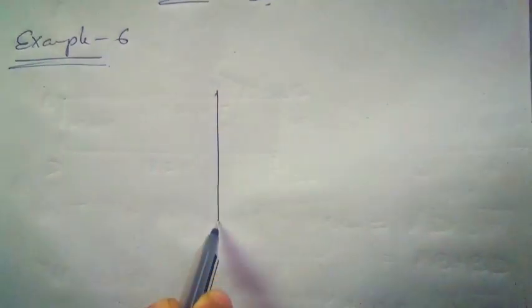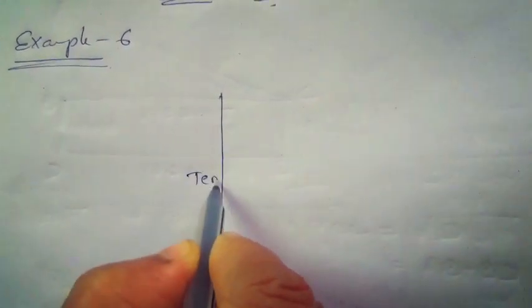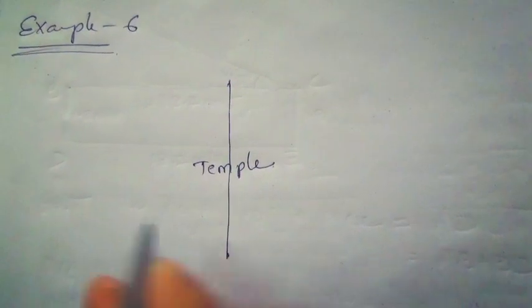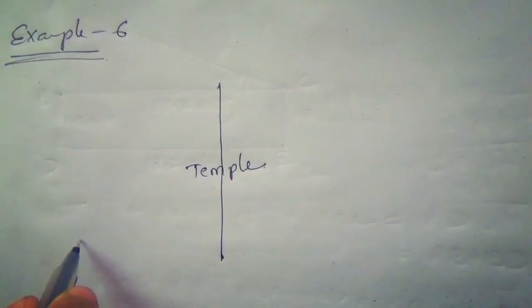Okay, so look at here. Here for example, that is example 6. So assume that this is the temple. Okay, this was the temple. Okay, one person was standing here.